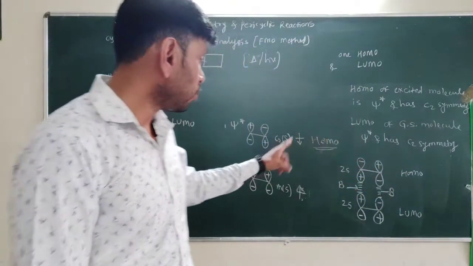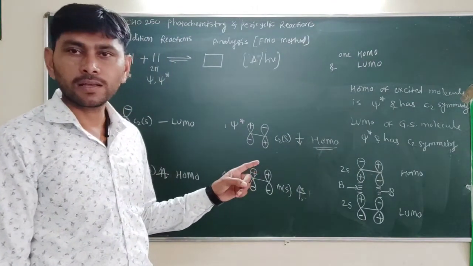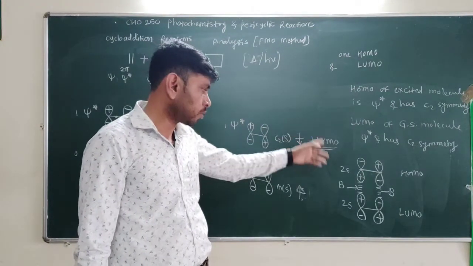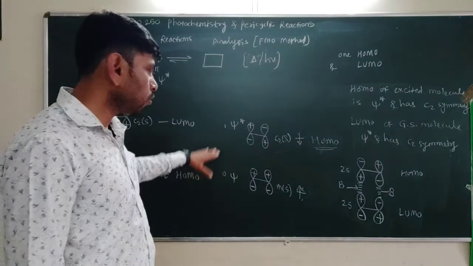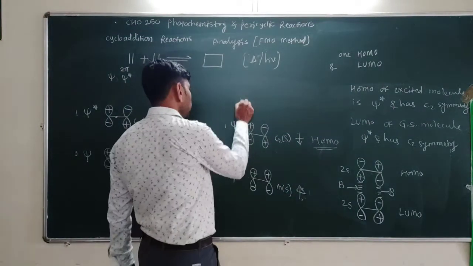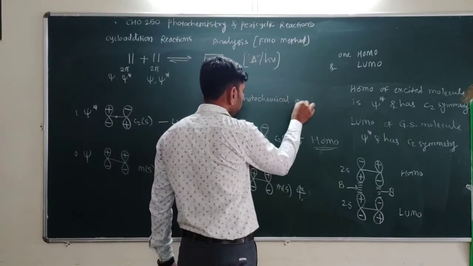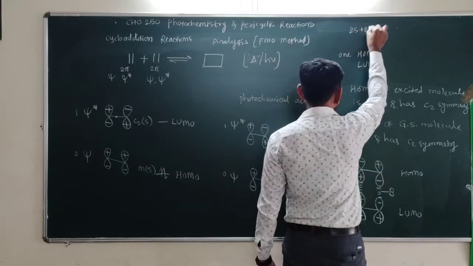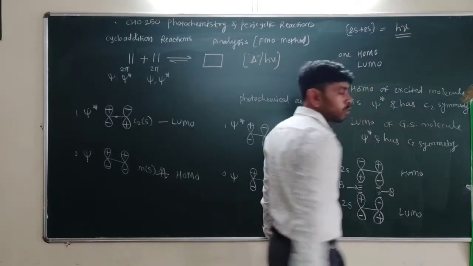Now in this case both bonding overlaps occur, and hence this reaction is allowed by the photochemical mode, because there is no possibility of bonding overlap in the ground state orbitals or by thermal activation, because in thermal activation no excitation is there, and here this excitation is due to photochemical activation. Hence from this we can say that the 2s plus 2s reaction is always allowed by the photochemical mode of activation.